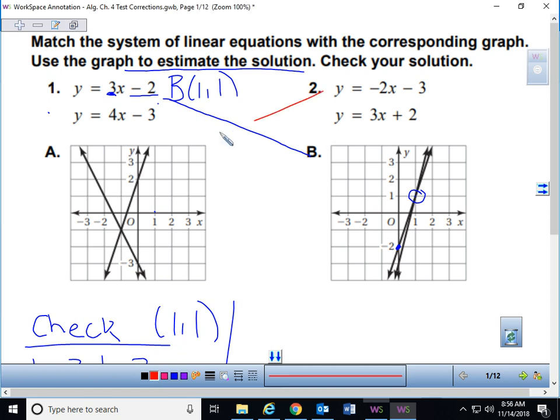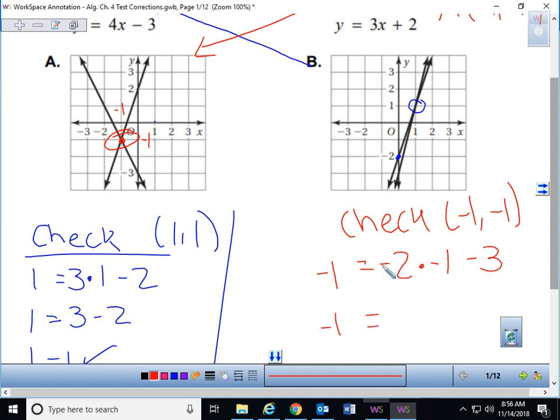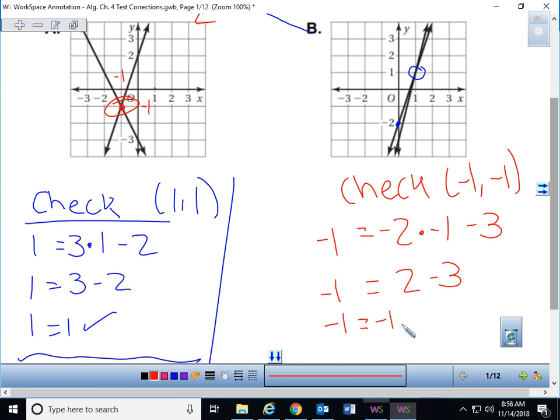This means that for question 2, the graph is A, and so A here. And the coordinate point that they intersect at is right here. This is negative 1, negative 1. We got to check it. Let's make sure it works out. So I'm going to check my solution with this point, negative 1, negative 1. And so the two equations, so I have negative 1 equals negative 2 times negative 1 minus 3. So I have negative 1 equals, 2 negatives when multiplied make it positive. So I have 2 times 1, which is 2, minus 3. And I do get negative 1 equals negative 1.